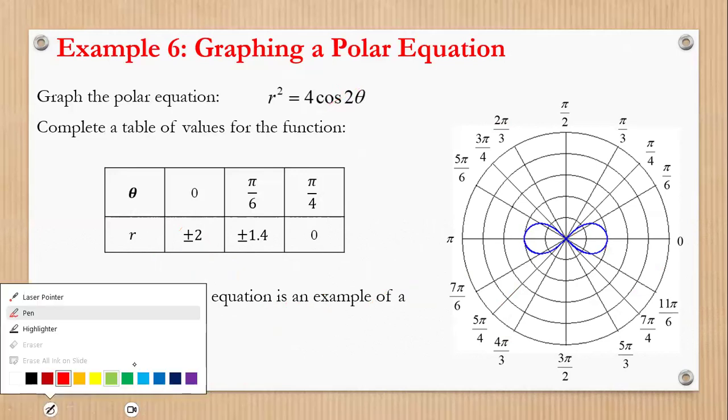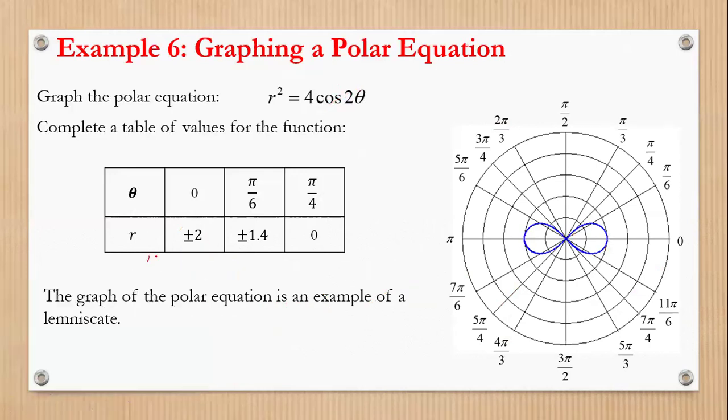So just write the points again. These give me 2 points, 2, 0, and negative 2, 0. I have 2 other points, positive 1.4 and pi over 6, negative 1.4 and pi over 6. So on the line for pi over 6, I need positive 1.4 and negative 1.4, which is this one. And the last point is 0 and pi over 4, which is this point. So if you connect the points, you will have this part.